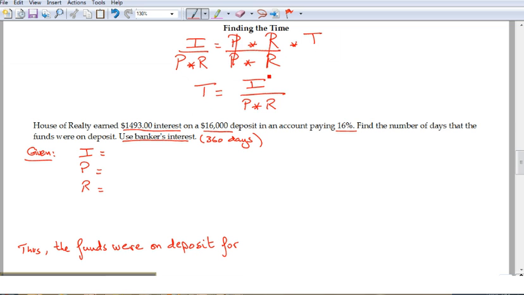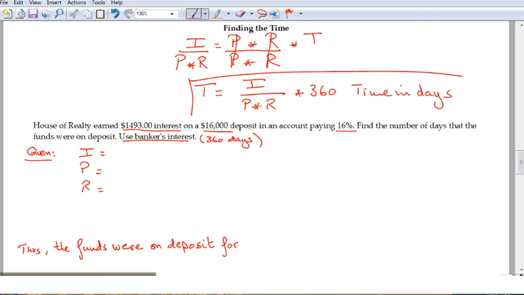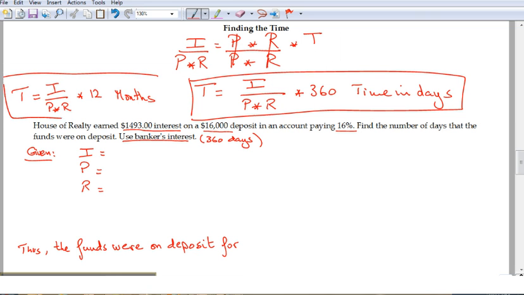But if we want the time in days, if the question is asking how many days, we take this number here and multiply it by 360. This is time in days. But if we need the time in months, the time will be interest divided by principal times rate, multiplied by 12. So this is the time in months. For the months you multiply by 12, for the days you multiply by 360.